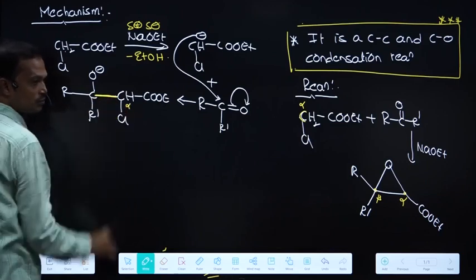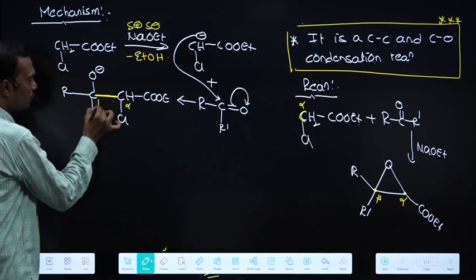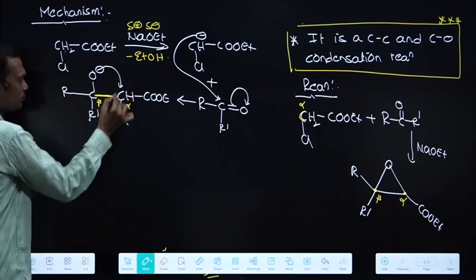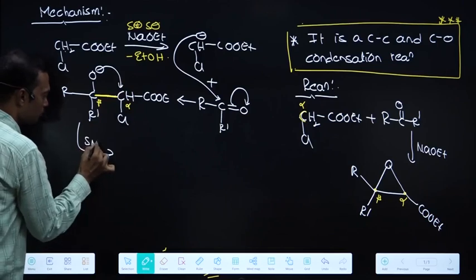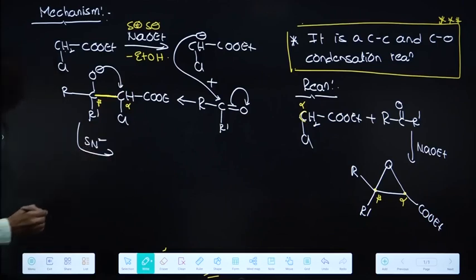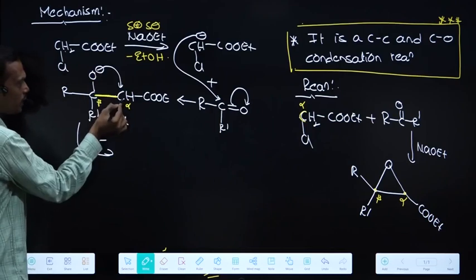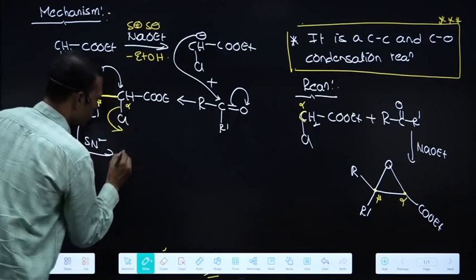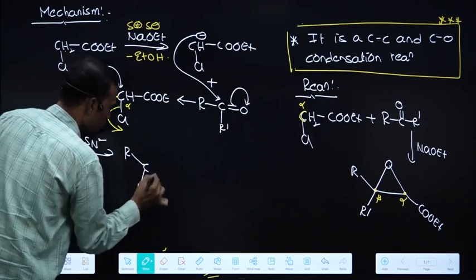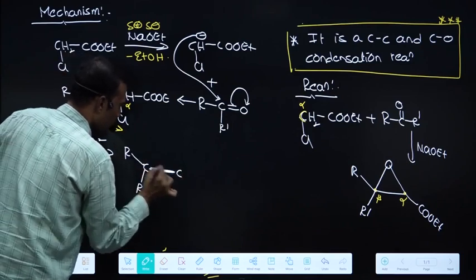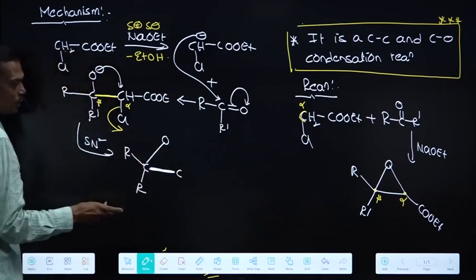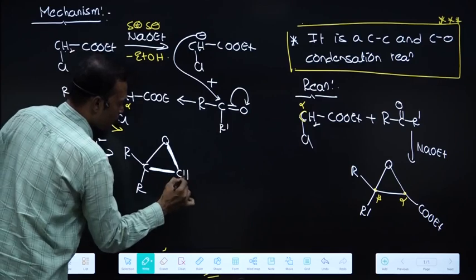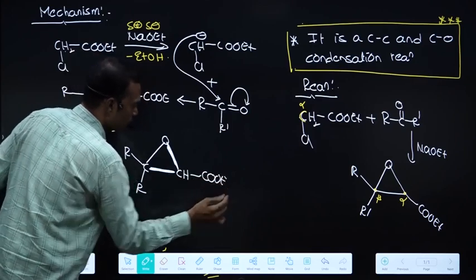So it is the alpha carbon of the ester. Now recently we got the beta carbon. Later on this is an SN2 reaction, a bimolecular nucleophilic substitution. This will attack exactly opposite to this carbon, and chlorine will be removed out. So after removing this chlorine, you may expect this kind of product. Now there is a new C-C bond, and the old C-O bond. Next here, followed by CH, and this is COOEt.